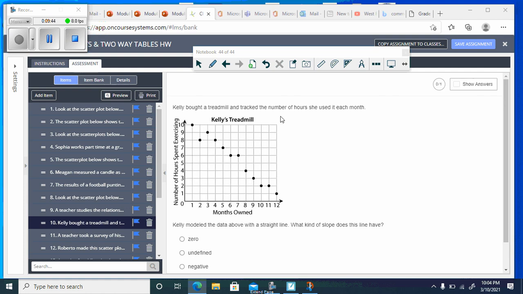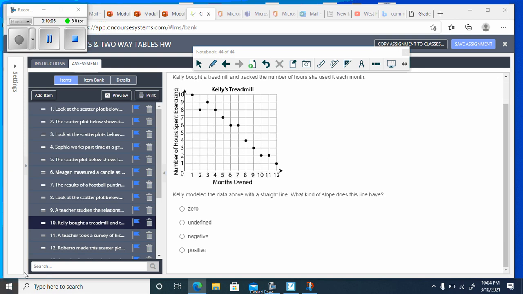Kelly bought a treadmill and tracked the number of hours she used it each month. Okay, now look, the number of hours seems to go down the longer she owns it. Kelly modeled the data above with a straight line. What kind of slope does this line have? That's a negative slope. So that's a negative relationship. It says that the longer she owns it, the less time she spends using it.